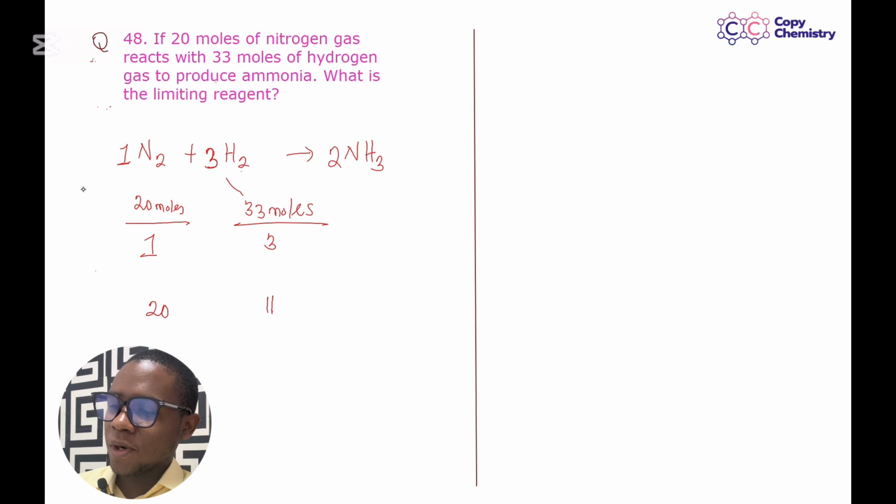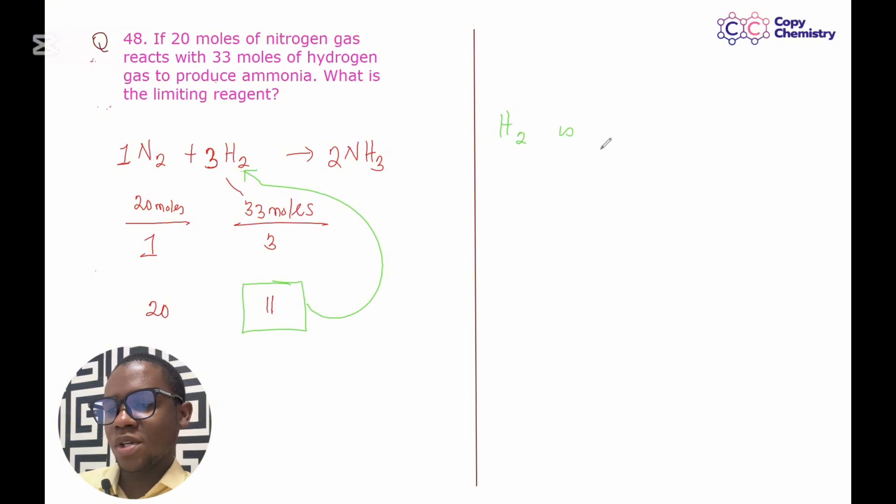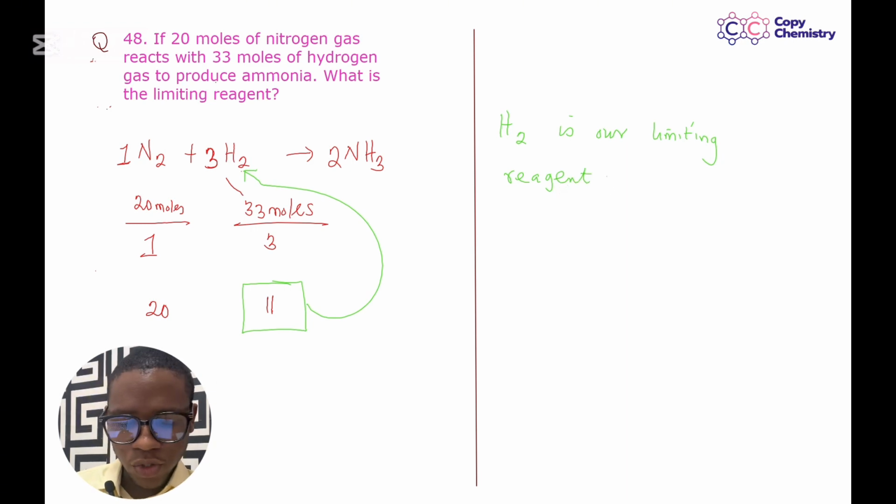So which one is smaller, 20 or 11? 11. And that means that hydrogen is our limiting reagent. H2 is our limiting reagent, and that's how you do it.